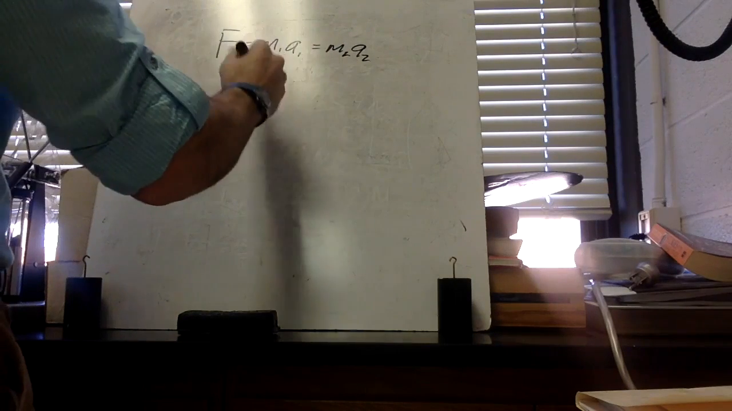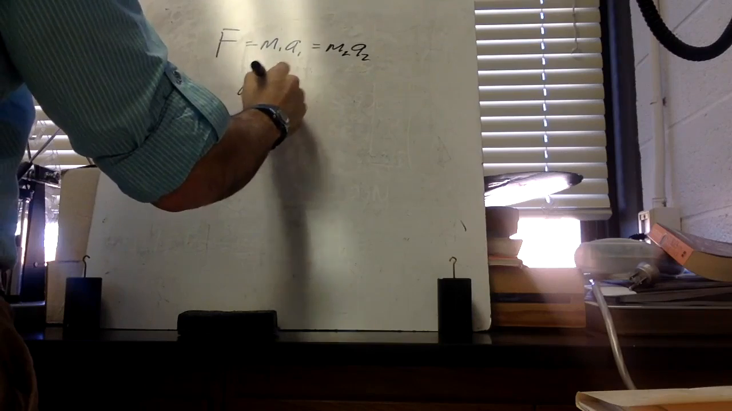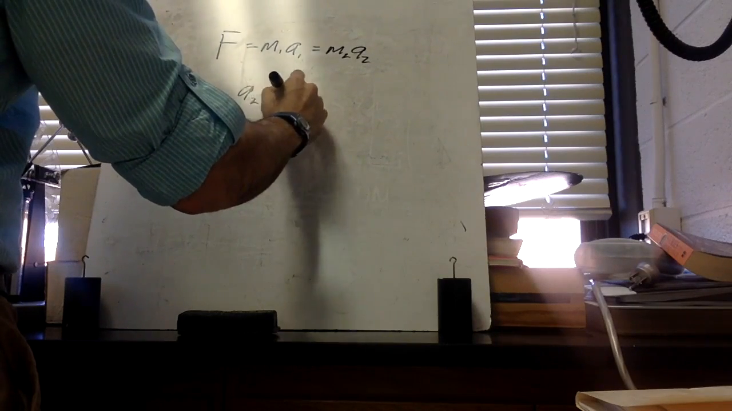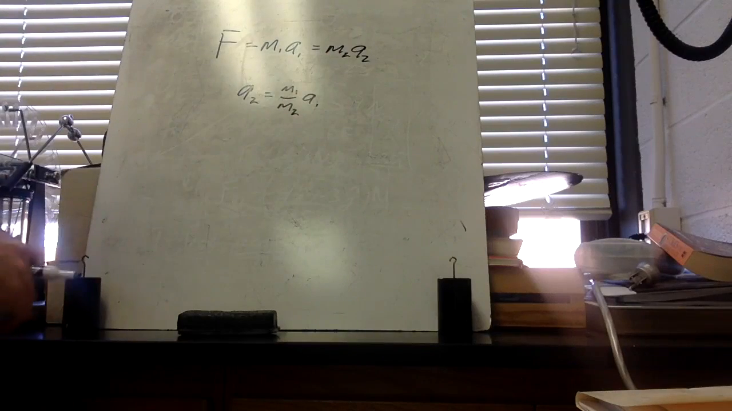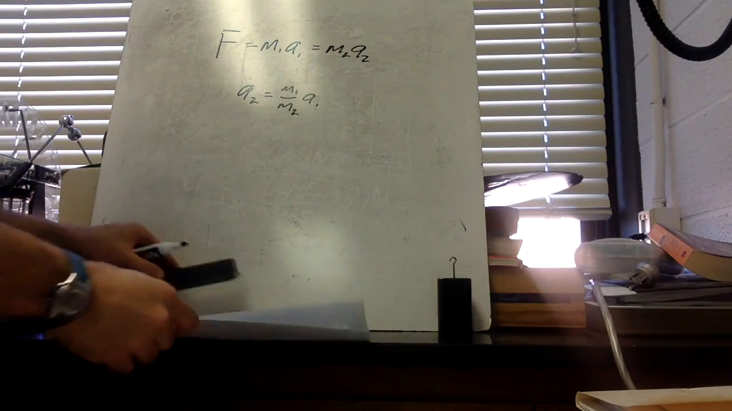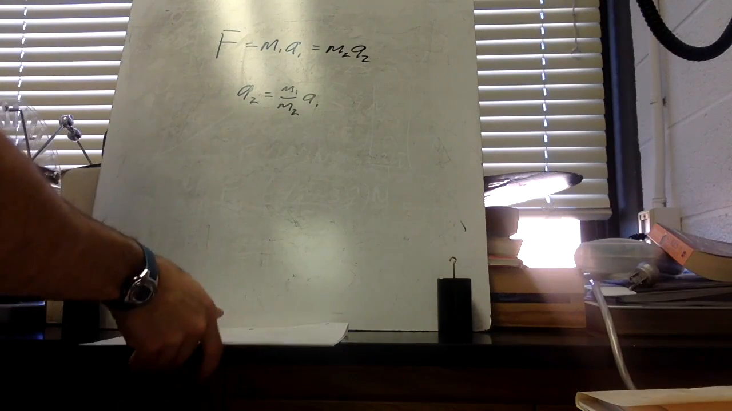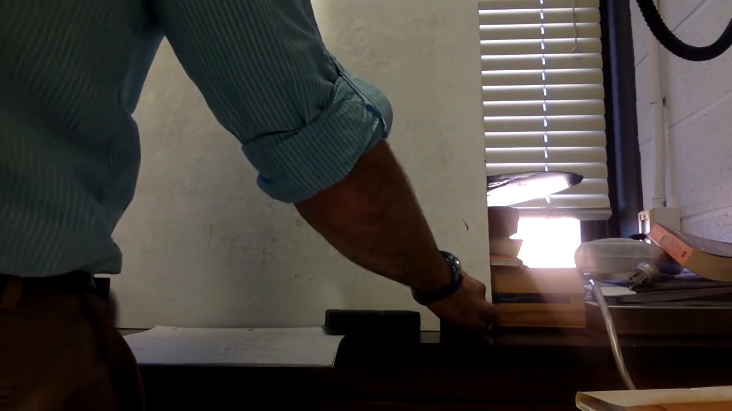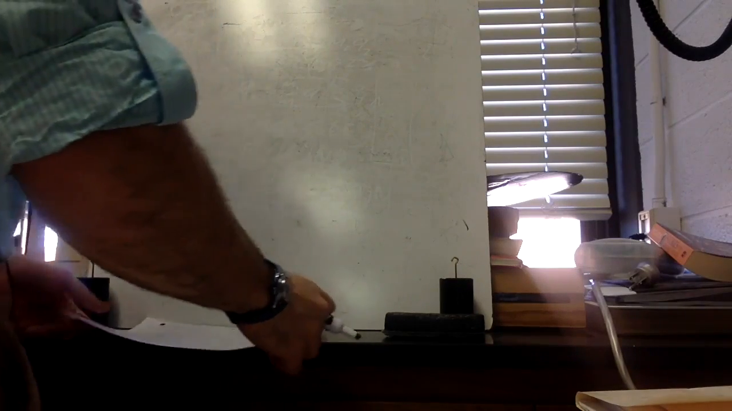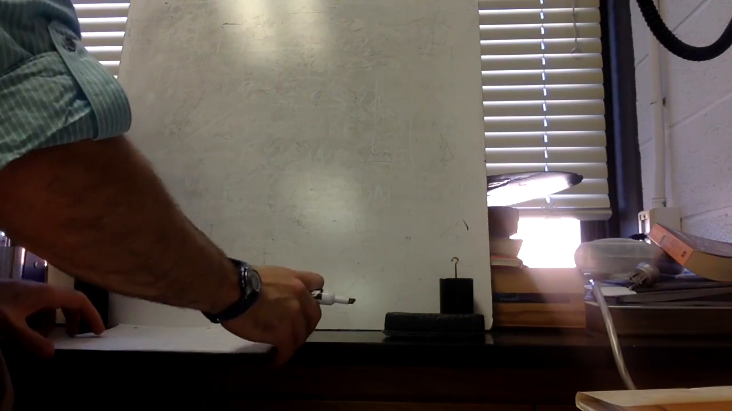Well, here it is. a2 is equal to m1 over m2 times a1. That's it. That's all we're looking for in this problem. And so then example 2, let's take a look. So we have two forces.